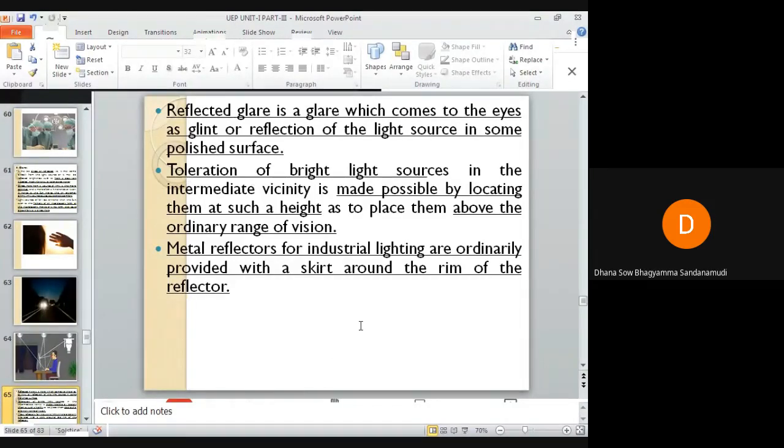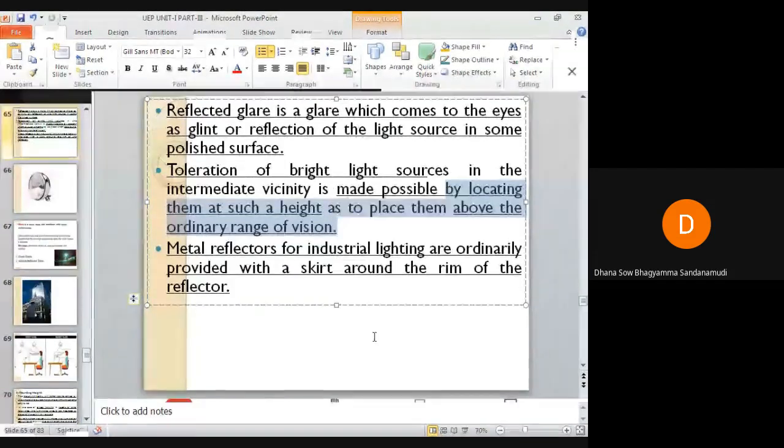Okay, so in order to avoid this glare, usually this lamp should be mounted at such a height that it won't cause any irritation to our eyes or to our vision. So in order to avoid the glare, generally, in industrial lighting, metal reflectors are used to avoid the glare.